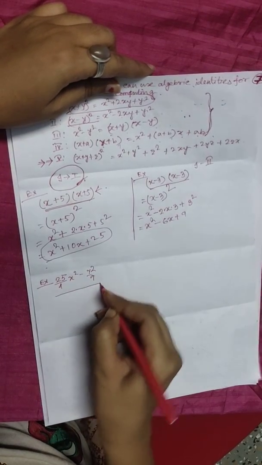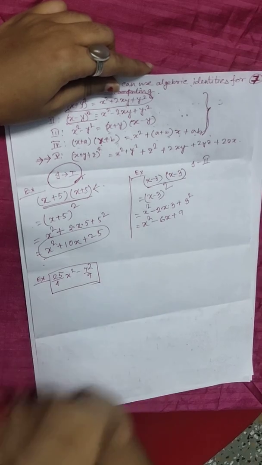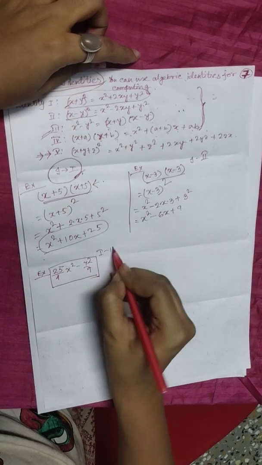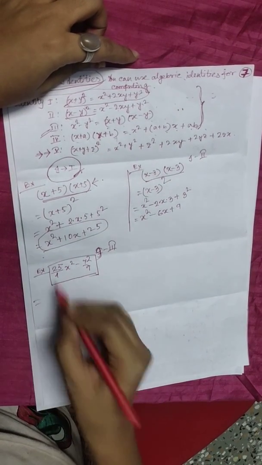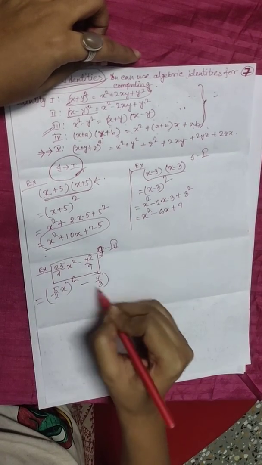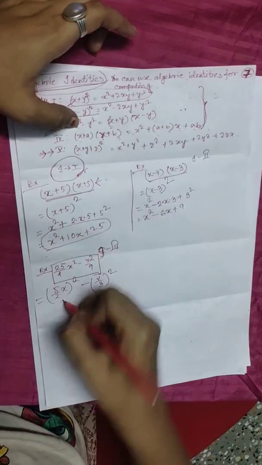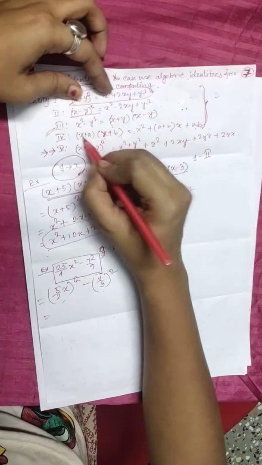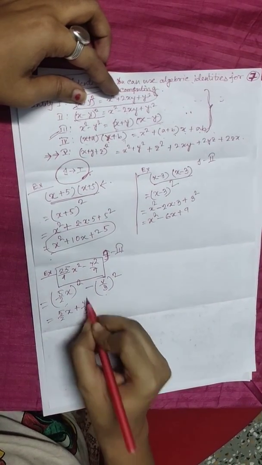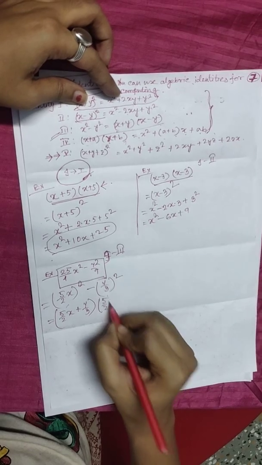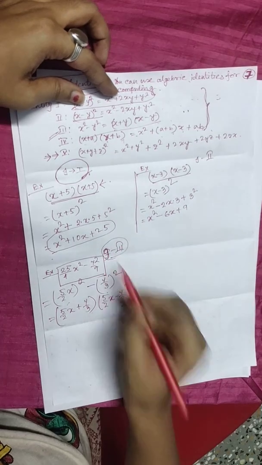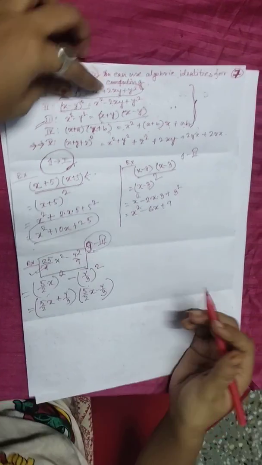Now, if I give you this and ask you to factorize it by using the identity, which identity will you take? You will take identity 3. By using identity 3, you will write it as (5 by 2 into x) whole square minus (y by 3) whole square. Here it's x and here it's y. So by using identity 3, you will write it as (5 by 2x plus y by 3) into (5 by 2x minus y by 3). So by using identity 3, you can factorize this term.